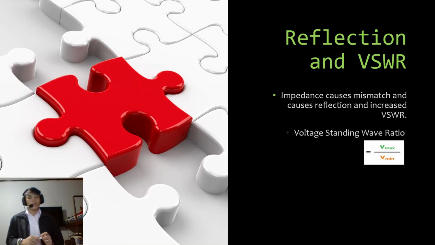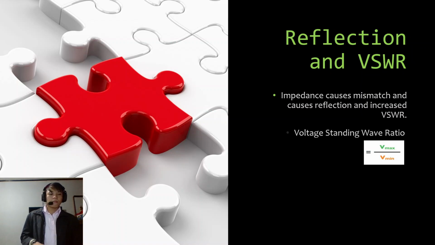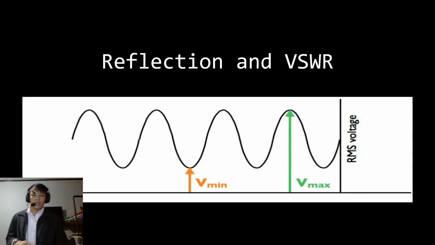So reflection and VSWR. Impedance mismatch causes reflection and increased VSWR. VSWR stands for voltage standing wave ratio. It is the Vmax over the Vmin voltage. So this is a sample waveform of reflection and VSWR.